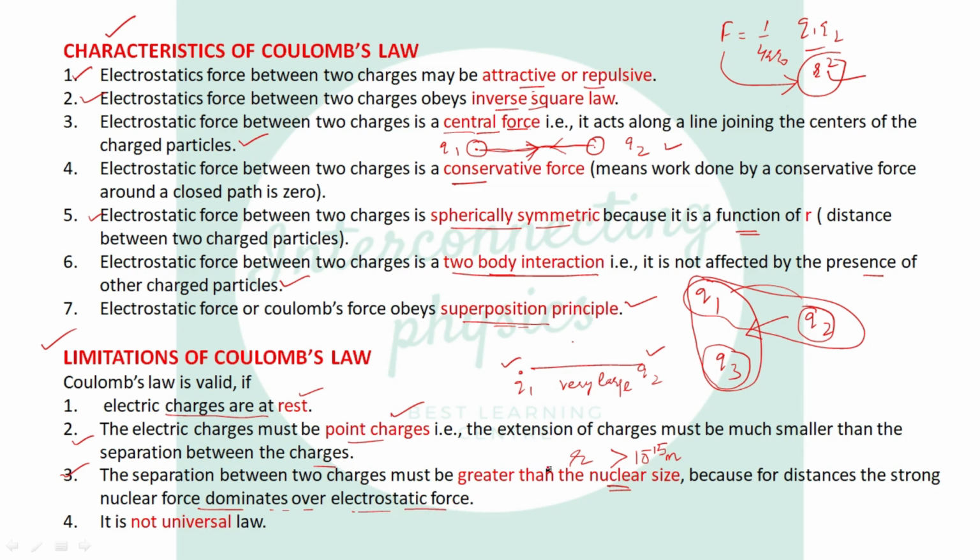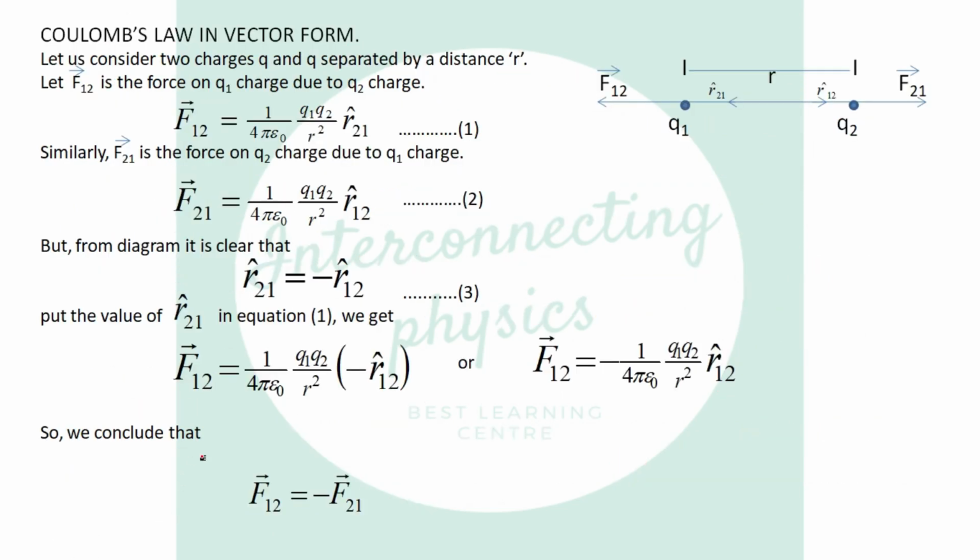We want to calculate electrostatic force, but it is not coming because the size is less than or equal to 10 raised to power minus 15 meter. So which force will come? That is nuclear force. So if we want to calculate the electrostatic force, if we want to discuss Coulomb's force, then the distance between two charges should be greater than 10 raised to power minus 15 meter. And number 4, it is not a universal law.